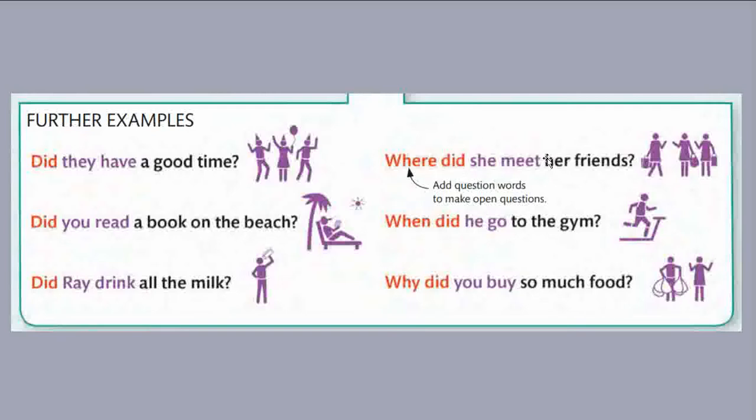When you have did, you use the base form of the verb. When did he go to the gym? Again, when you are adding a WH word, you will use the word did and then you use the subject. After that, you use the base form of the verb. Why did you buy so much food? WH word, you have did, and then you have the subject, and then you have the base form of the verb.